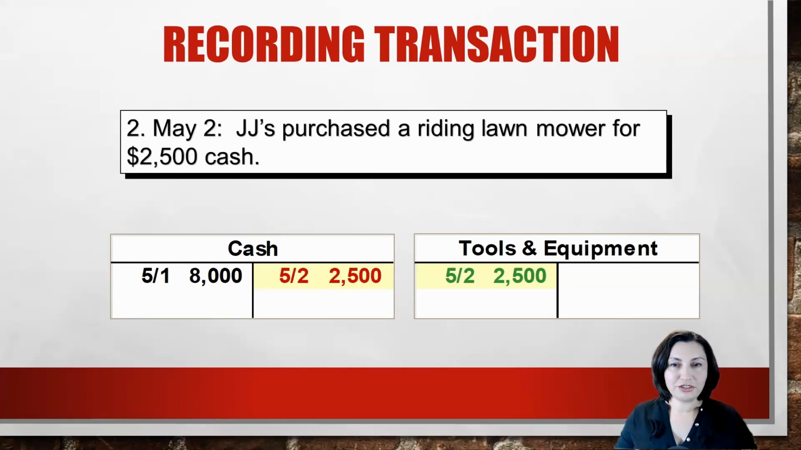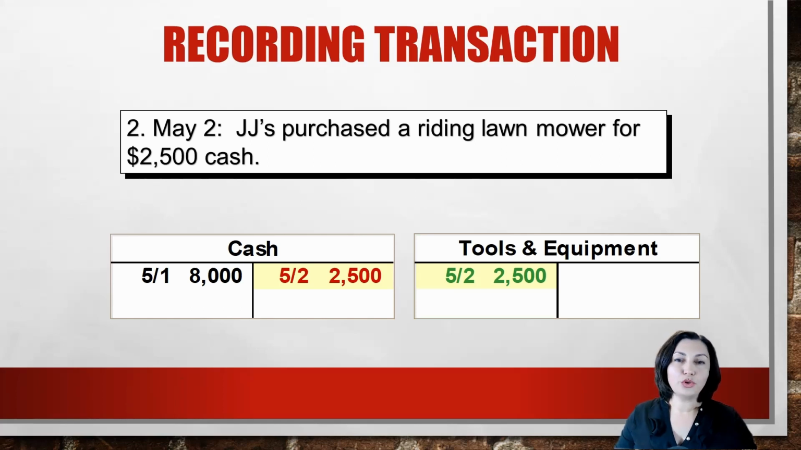In the next transaction, J.J.'s Lawn Care purchased the riding lawn mower for $2,500 cash. You need to decide which account increases and which decreases before determining which side of the ledger account or T account will be used to record the amounts involved. The cash account will decrease by $2,500. A decrease in an asset account is shown with a credit. This amount is recorded on the credit or right side of the ledger account.